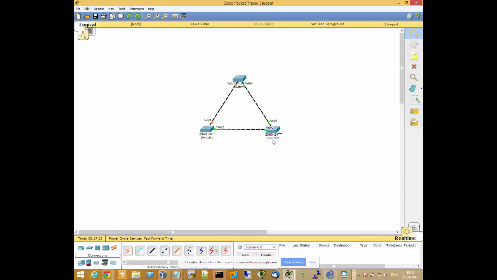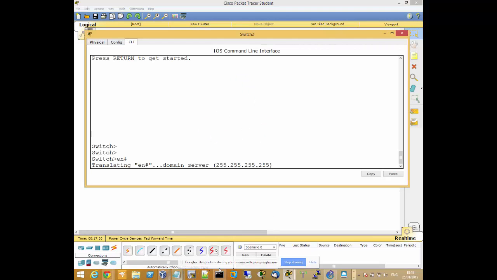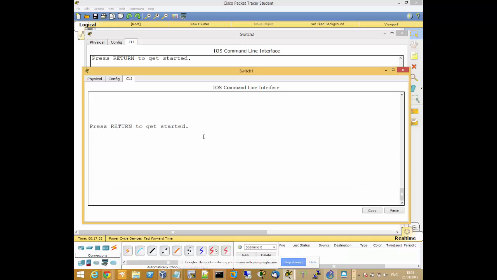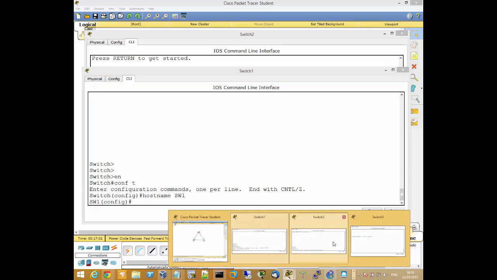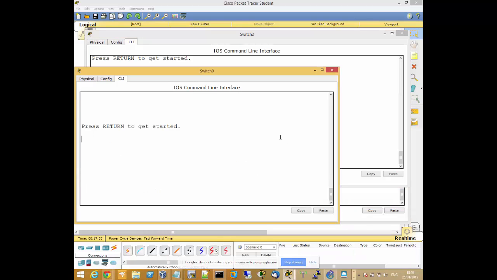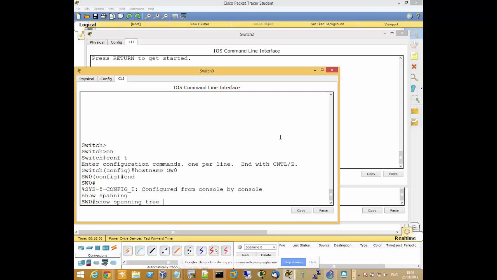Yep, switch 2. And then let's see what switch 1 is saying also. This is host name switch 0, and that's to show spanning tree.